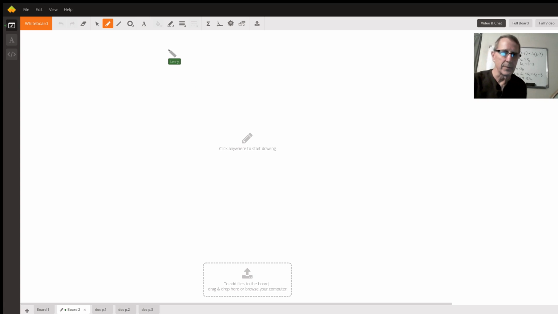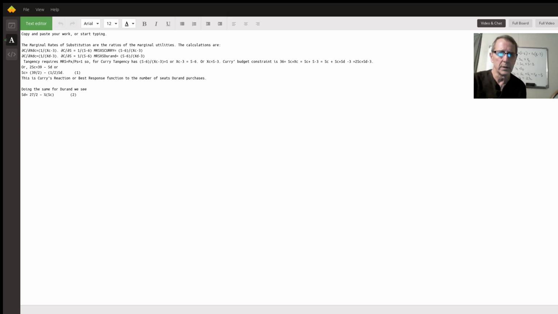Okay, so if I come here, I'll show you the calculations. And I do the exact same thing for Durand, and I see that his reaction or best response function is 27 over 2 minus 1/2 SC. Okay, so these are our two reaction functions, and we're going to see where each would want to be. And this is going to give us our Nash equilibrium.